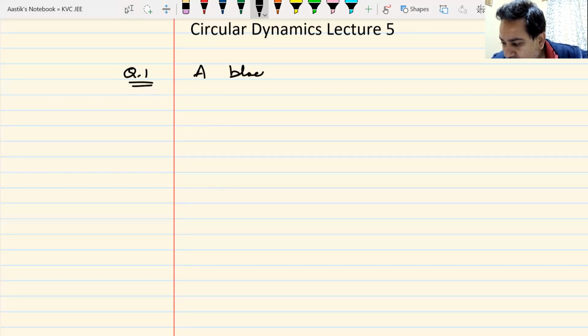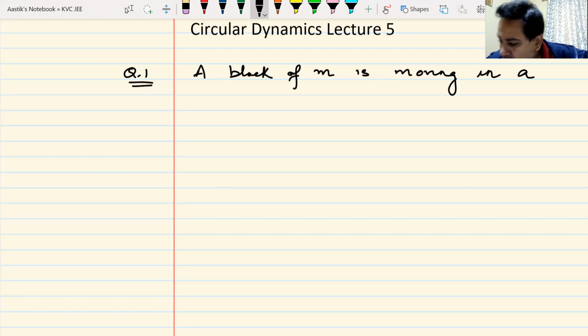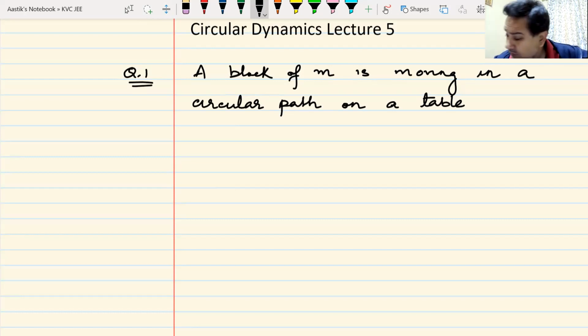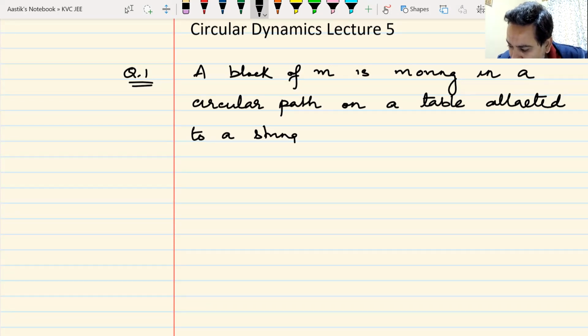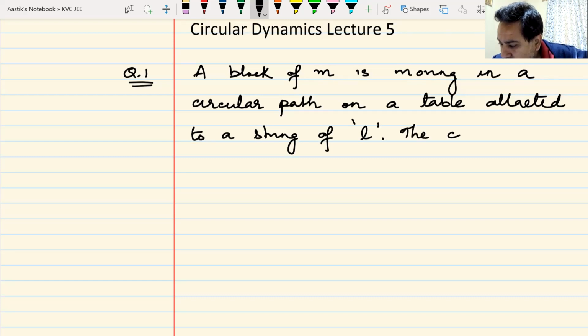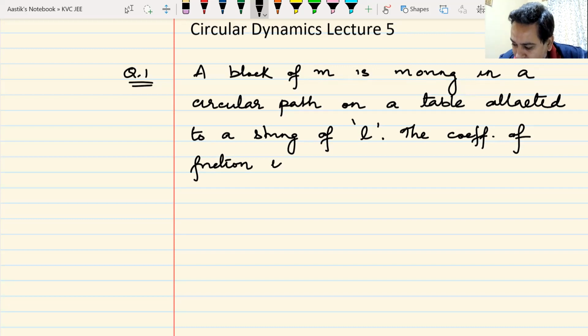A block of mass M, please note down the question. A block of mass M is moving in a circular path on a table, attached to a string of length L. The coefficient of friction is mu.